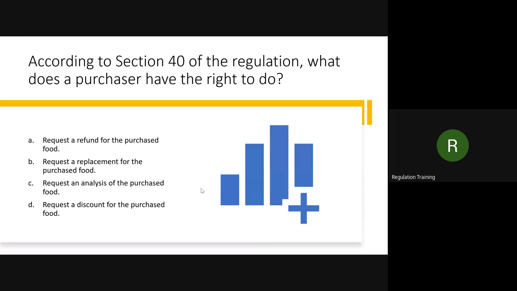According to section 40 of the regulation, what does a purchaser have the right to do? We all know what section 40 is. So now this is the next question. Section 40 has empowered the purchaser for something. So what is that empowerment? A, B, C, D. So Nidhi has answered. Thank you. You are the first person.